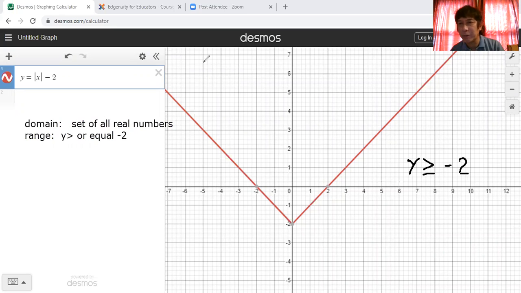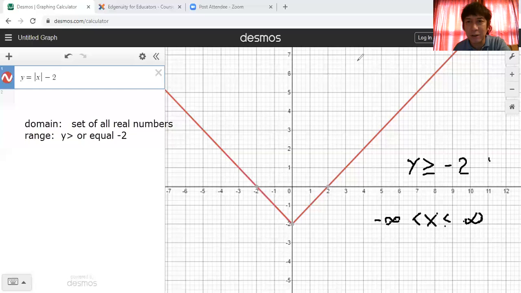How about the domain? This is the range. How about the domain? The domain is actually like this: x, with positive infinity here and negative infinity there. So this is the domain, and this is the range. All right, so that's it for our example.